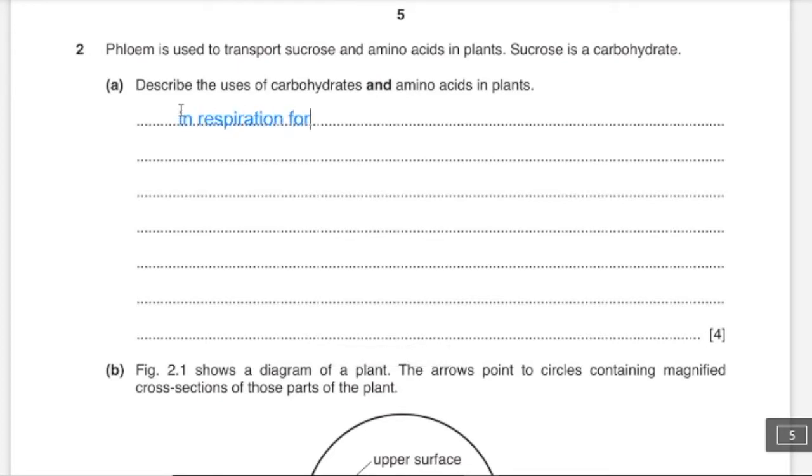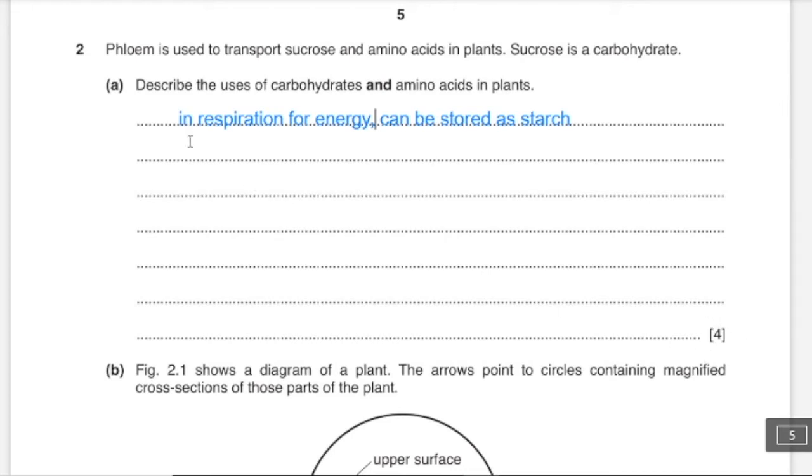for energy, to produce glucose, as we know is one of the products in respiration, and it can also be stored as starch. Alright, so we've mentioned two uses of carbohydrates, and it would be wise to mention two other uses of amino acids since the question is of 4 marks.